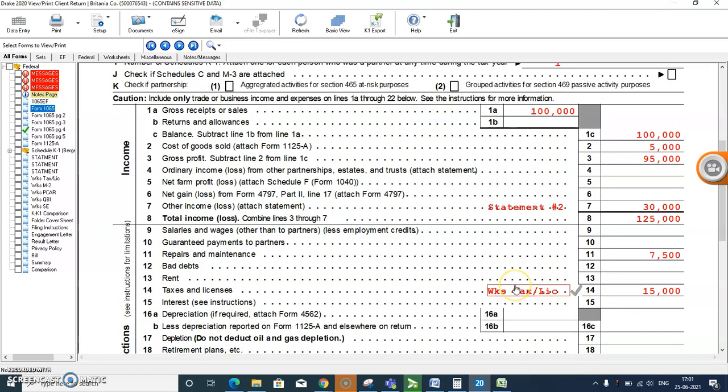So guys, in this way you can report the profit and loss statement. Hope you have understood.